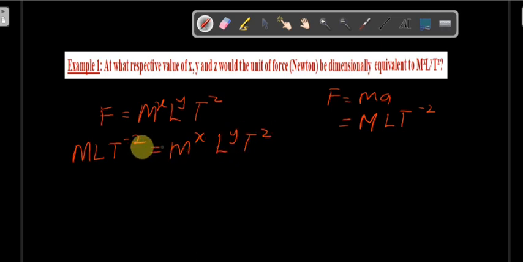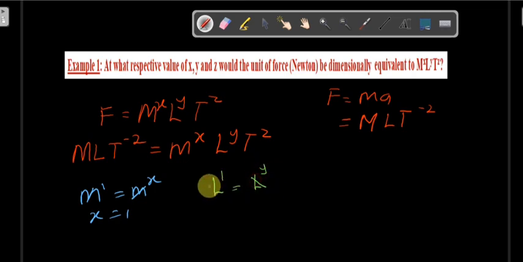So what you just do is to equate each term to each other. Okay, so let me equate M. So this is the same as M raised to power 1 equals M raised to power x. By applying the law of indices, this will cancel out this, so x is equal to 1. Then we can also apply that to L. We have L raised to power 1 is equal to L raised to power y. This will cancel out this, so y is equal to 1. Then for T, we have T to the power minus 2 is equal to T raised to power z. So this will cancel out this.